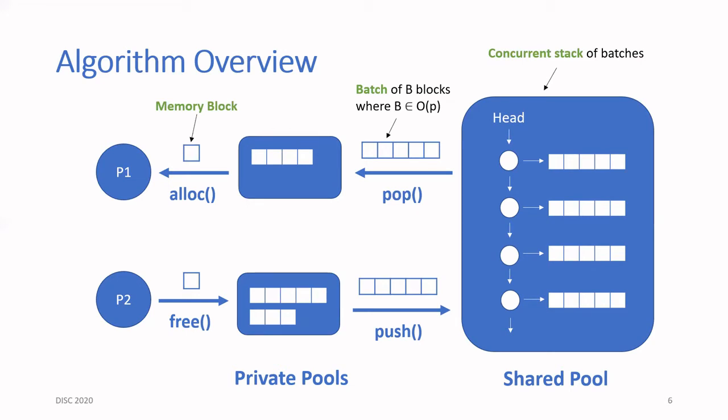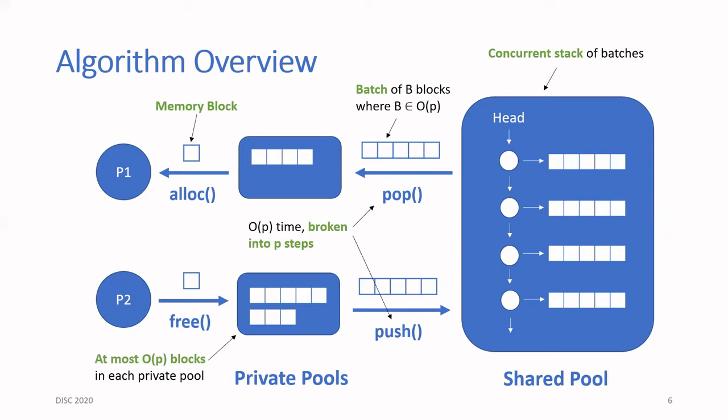Our shared pool is implemented using a concurrent stack, where each node stores a pointer to a batch. The concurrent stack we use supports pushing and popping in order of P time, but since we want alloc and free to take worst-case constant time, we break up the push and pop operations into P steps, each of which takes constant time. Each call to alloc and free will perform one step towards any ongoing push or pop operation on the shared pool.